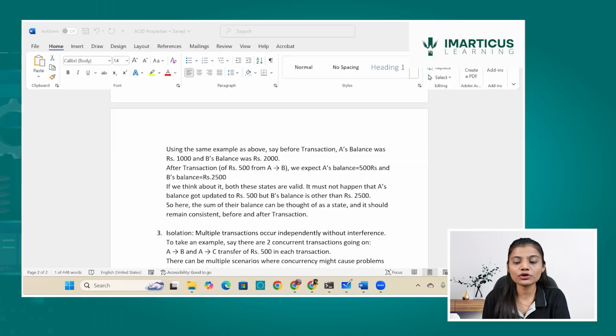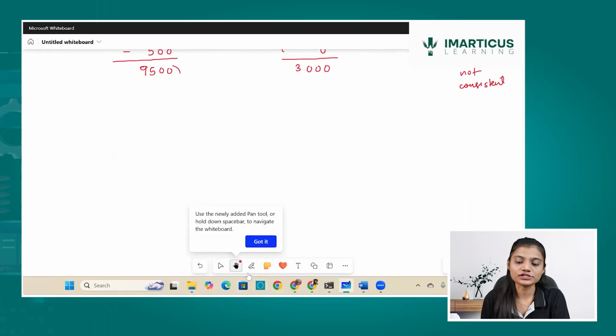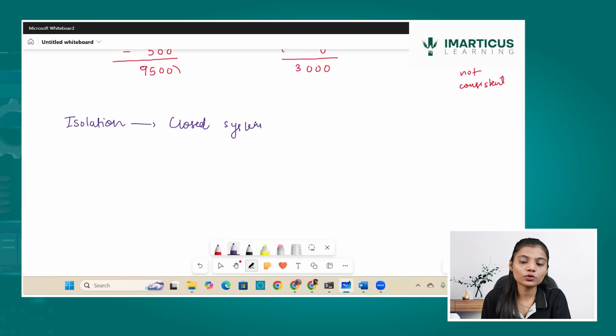Now, let's look at the third property. The third property, the I in ACID, stands for isolation. Now you all must know an isolated system. What is the meaning of isolation? You all must have been through isolation during the corona phase. Isolation is closed. No one is coming in contact over there, no multiple people are coming in contact. Now what is the meaning of isolation in terms of transactions? Isolation means a closed system or a closed element.